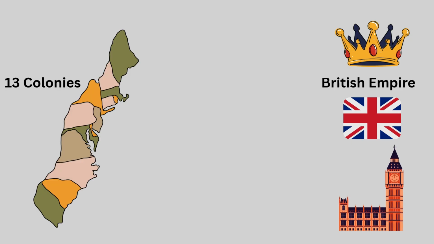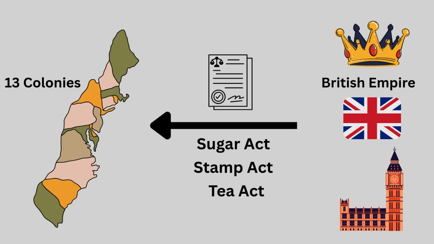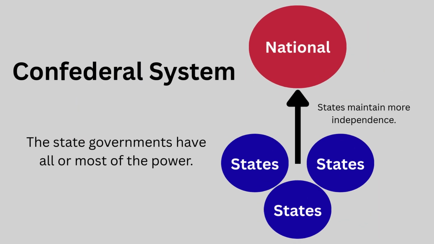You may recall that the 13 colonies were part of the British Empire up until the American Revolution. In this system, Parliament and the King passed laws that would affect all parts of the empire, including the 13 colonies. The last system of government that we are going to look at is confederal.